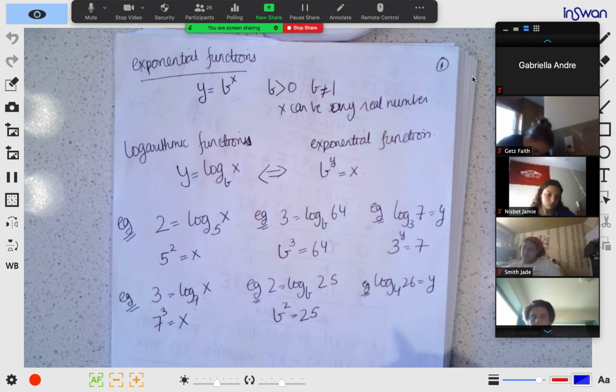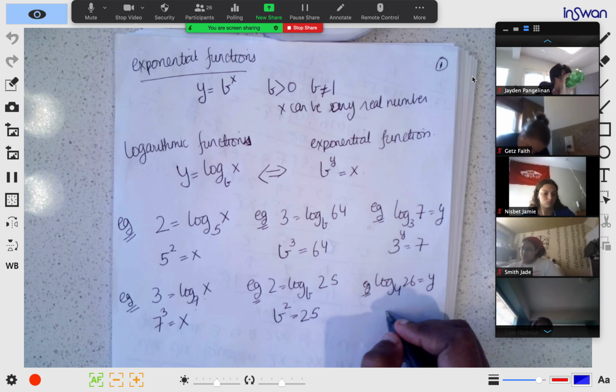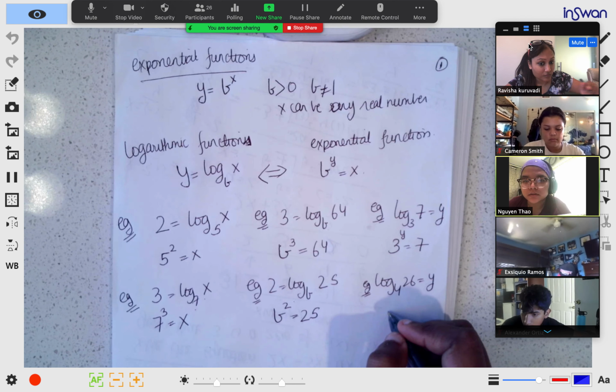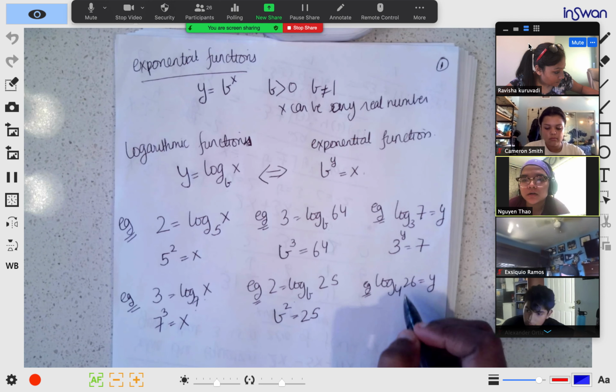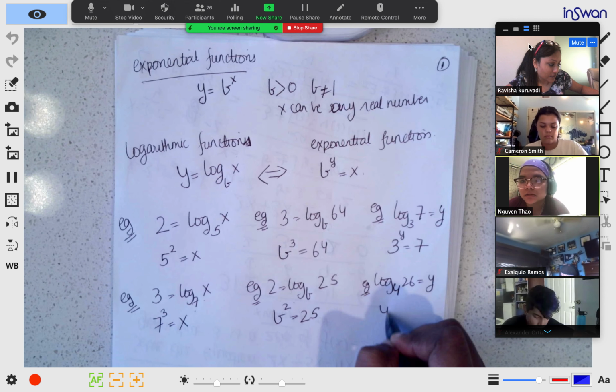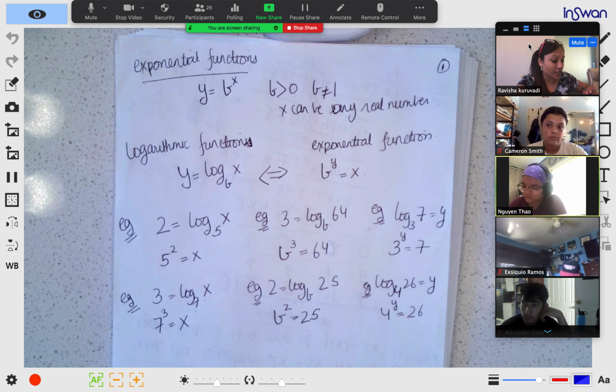Okay. Tracy, the third one. Y to the... wait, is that a 4? Oh, that's 4 to the y power equals 26. Good. Really good. So this is how you convert from logarithmic to exponential.